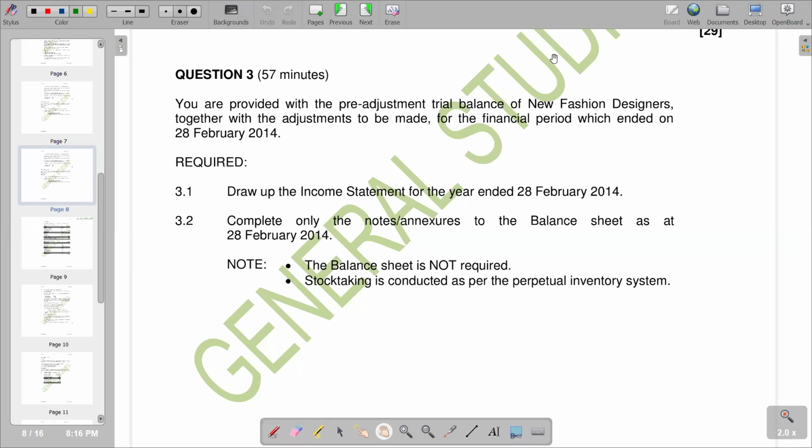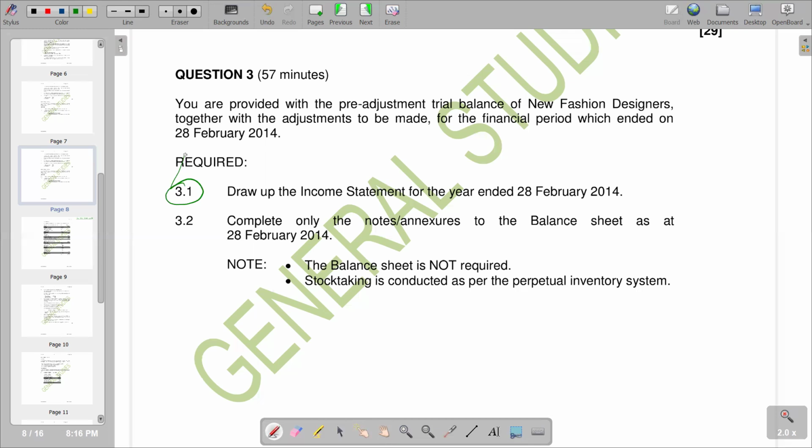In this video, we want to look at the preparation of the income statement, that is, the statement of comprehensive income. We have a question here, which is now question 3. The question is: we are provided with the pre-adjustment trial balance of New Fashion Designers, together with adjustments to be made for the financial period which ended on 28th February 2014. Required part 3.1 reads: draw up the income statement for the year ended 28th February 2014. We are going to look at question 3.1 in particular in this video.